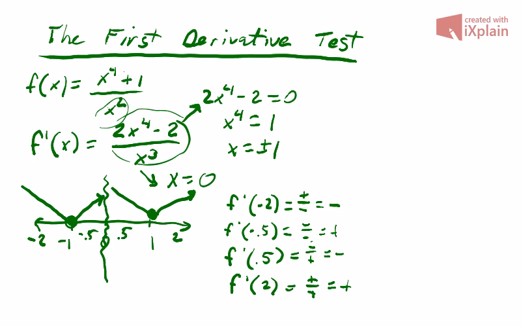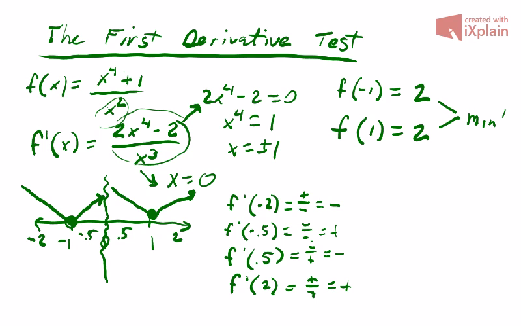But you do need to plug them back into the original in order to tell what the coordinate is on the original graph. So f of -1, when plugged in, gives me 1 plus 1, which is 2 over 1, so I get 2. And f of 1, I also get 2. So I have a relative minimum at f of -1 and f of 1.